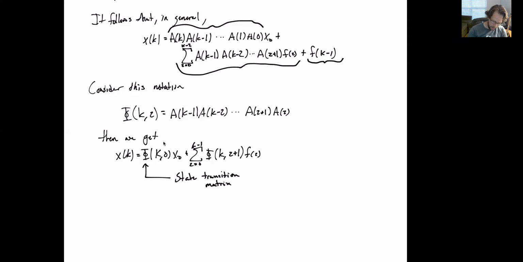And then if we're taking the forcing function as 0, so if f of k is equal to 0 for all k, then what do we get? We get that x of k is equal to just the state transition matrix times our initial condition. Just that easy.